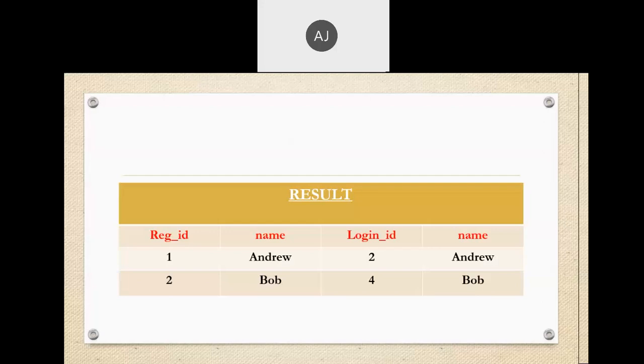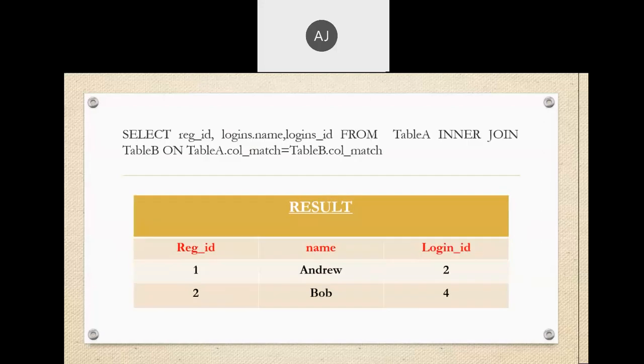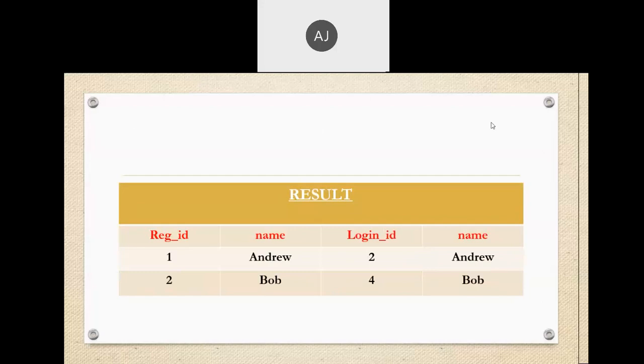So assume that we get the result. Select all किया है. So we get the registration ID, name, login ID and name. Okay, we get the third table: 1, 2, Andrew, Bob; 2, 4, Andrew, Bob. So like that we get the result. So for that query, अगर ये result चाहिए तो मुझे कैसे करना पड़ेगा?